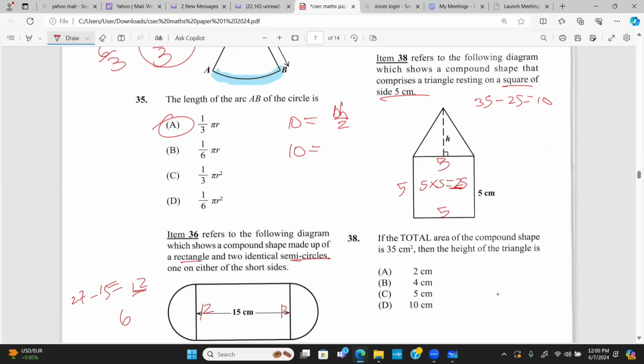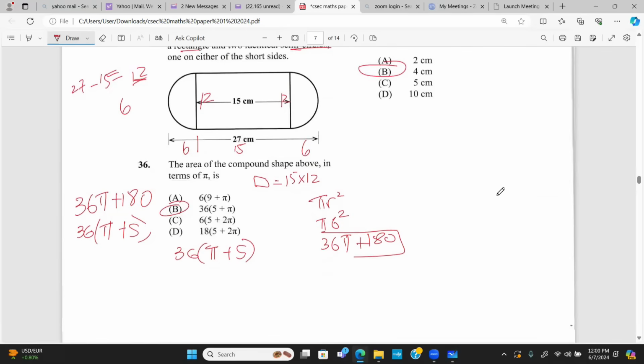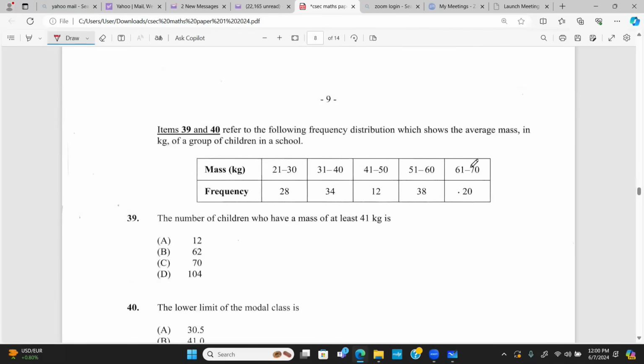10 is equal to base, which is 5, so 5h over 2. Let's continue working. Multiply by 2, multiply by 2. 20 is equal to 5h. Obviously, divide by 5, h is equal to 4. So we're looking for 4 as our answer right there. There we go. Let's go to the next question.